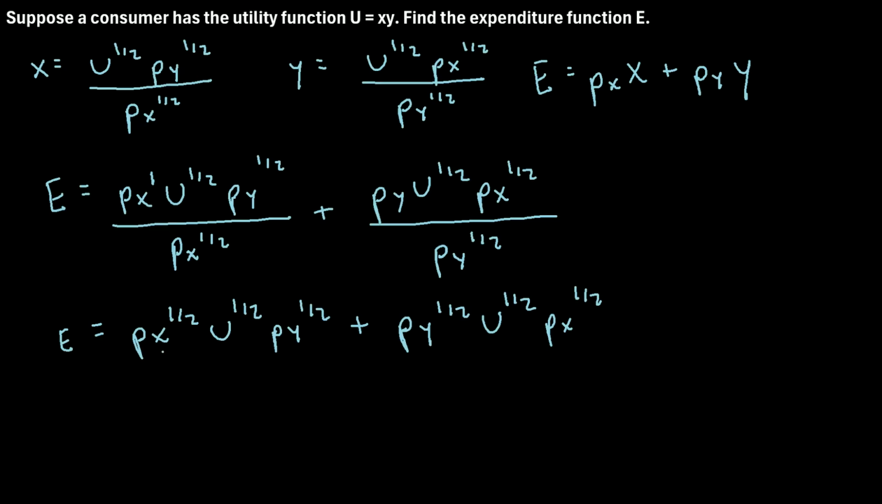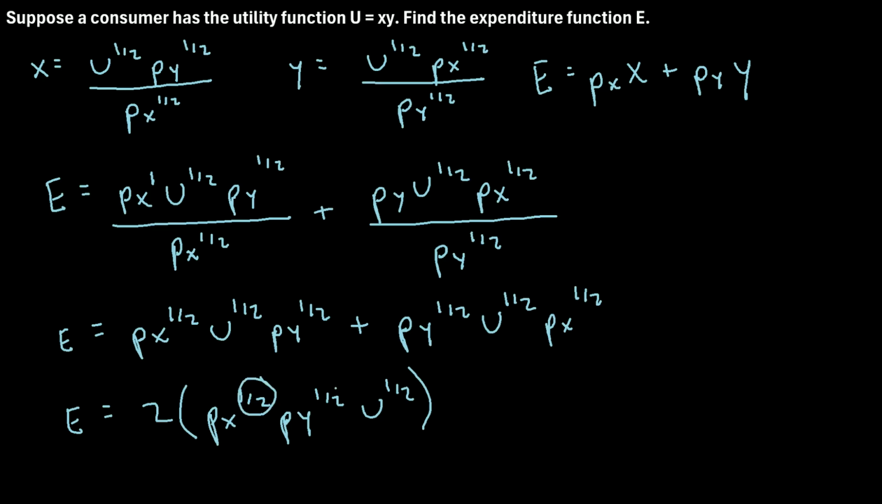So what we'll notice here is that these two quantities are the exact same. So in other words, we have two of these quantities. So we can say we have e is equal to 2 times, let's write it as the price of x to the 1/2 times the price of y to the 1/2 times u to the 1/2. So this is our expenditure function.